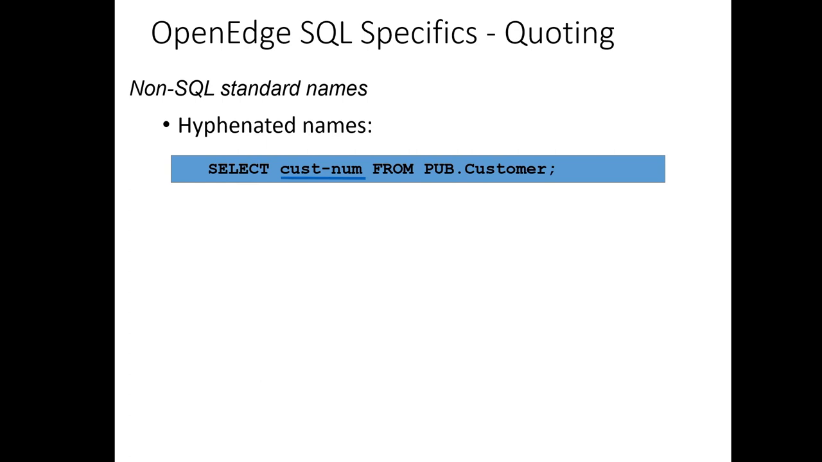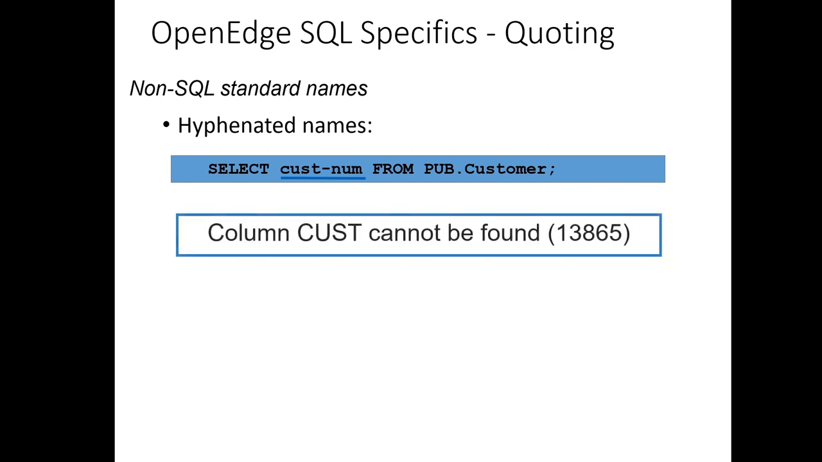So what's specific about OpenEdge? Non-standard names, right? Hyphenated names. SQL standard doesn't let you do hyphens, but OpenEdge does. So how do we get through that? If we run this select cust-num from customer, we'll get a customer not found.